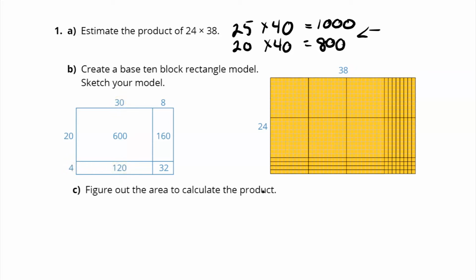We're asked to figure out the area to calculate the product. Once I've got those numbers, I just need to add them up. So the area is equal to 600 plus 160 plus 120 plus 32, which is 600 plus 160 is 760, plus 120 is 880, plus 32 is 912. And I look back to my estimate, where I thought it should be between 800 and 1,000, and it looks like my calculation is correct.